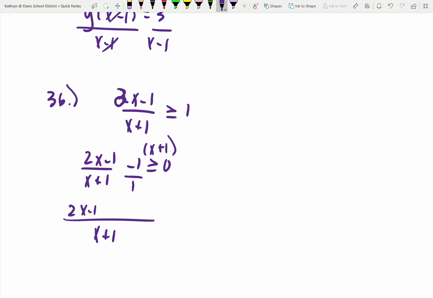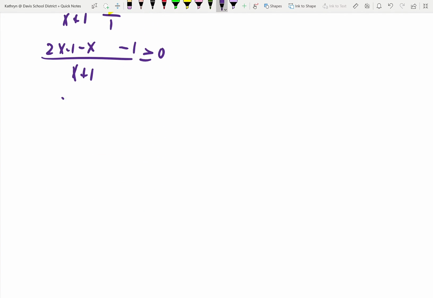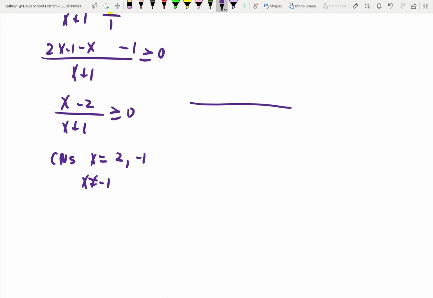You guys are really messing up, some of you, with distributing that. That is so easy, so be careful. A negative 1 times x is a negative x. A negative 1 times a positive 1 is a negative 1, is greater than or equal to 0. 3x minus 1x is 2x... 3x minus x is x, minus 2 over x plus 1 is greater than or equal to 0. Next step, critical numbers. From the top, you get a 2 and a negative 1. You also have a restriction, x cannot be a negative 1. Number line, negative 1 open, positive 2 closed.